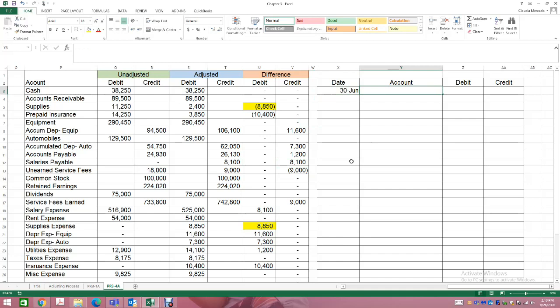Okay, so what's happening to our supplies? Is it going up or is it going down? Our supplies is decreasing. And we said the supplies was decreasing by 8,850. Okay. Now, supplies decreased. Supplies is an asset account. You debit when you increase, you credit when you decrease. And in this case, we are decreasing the balance from 11,250 to 2,400. So we have to credit it to decrease it.